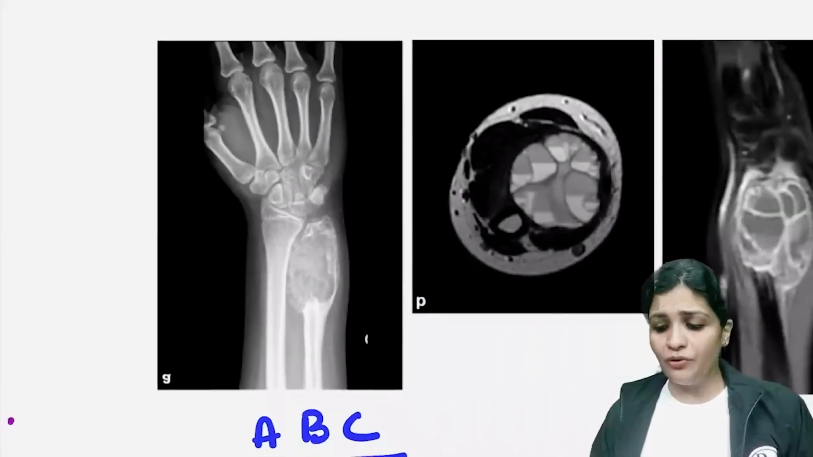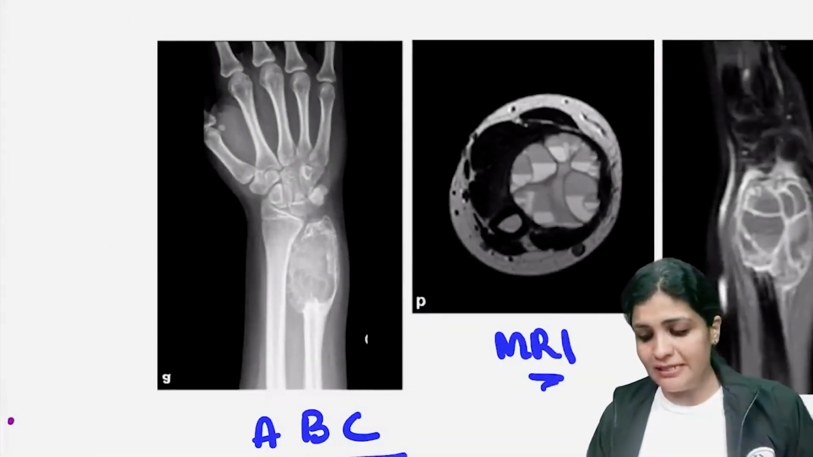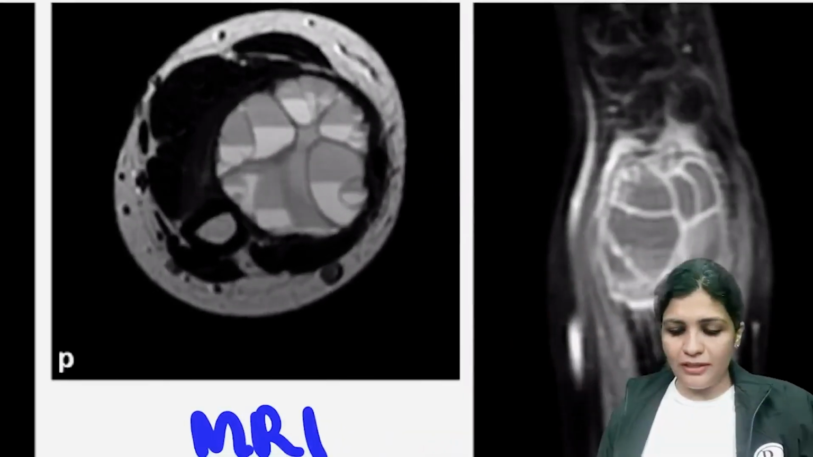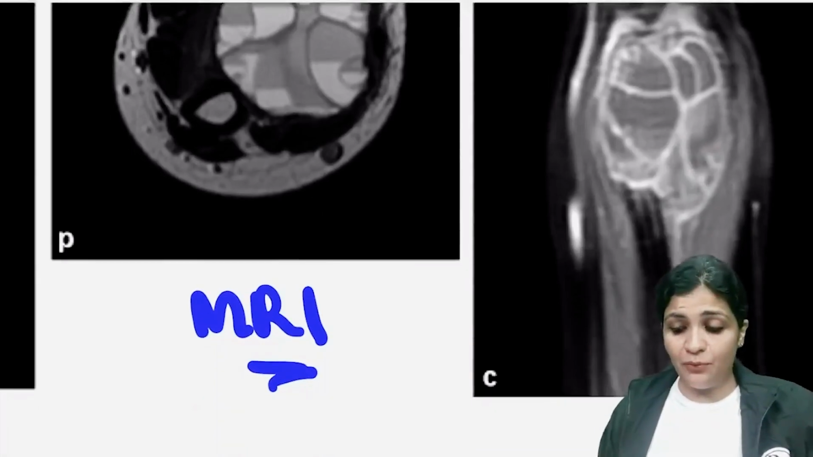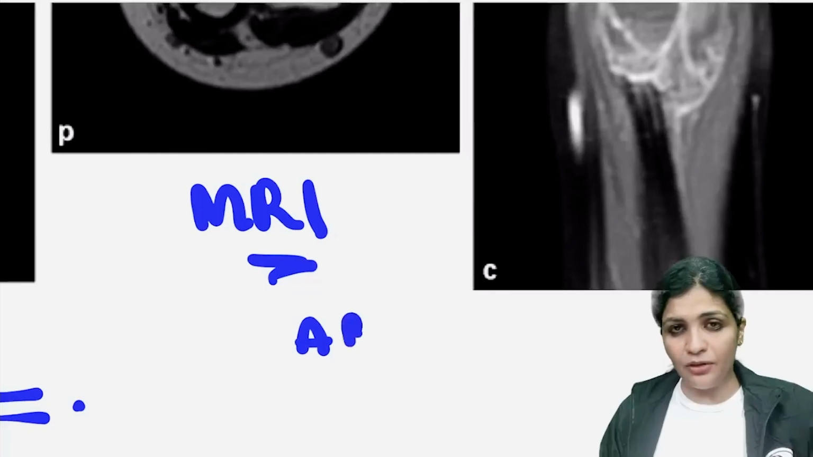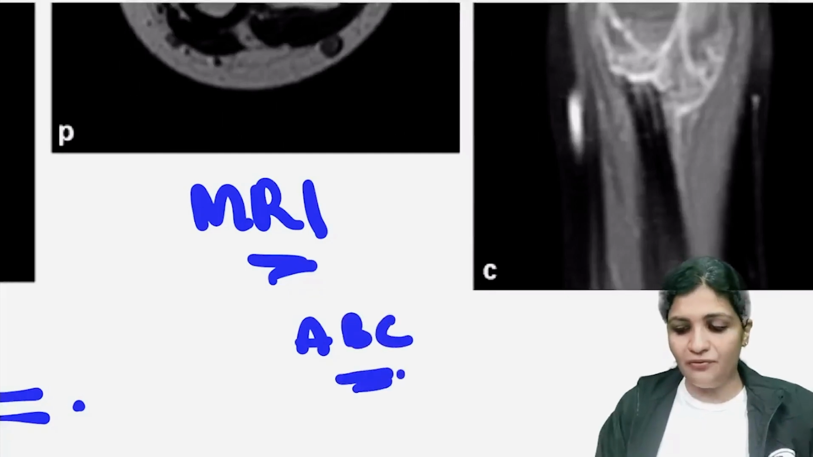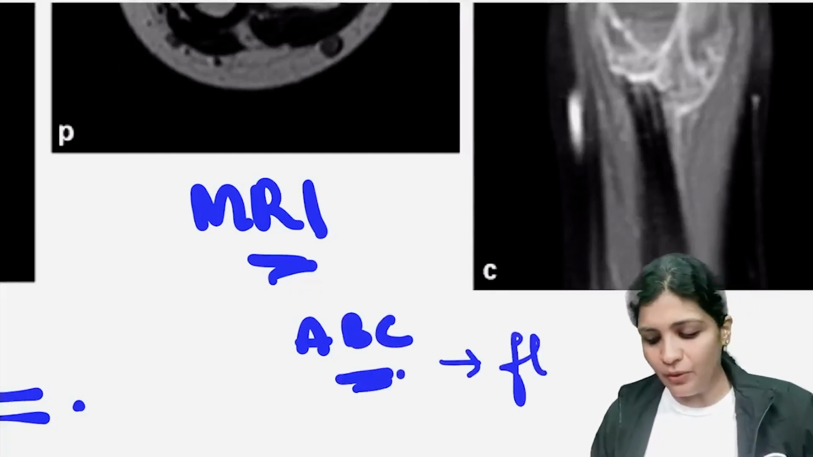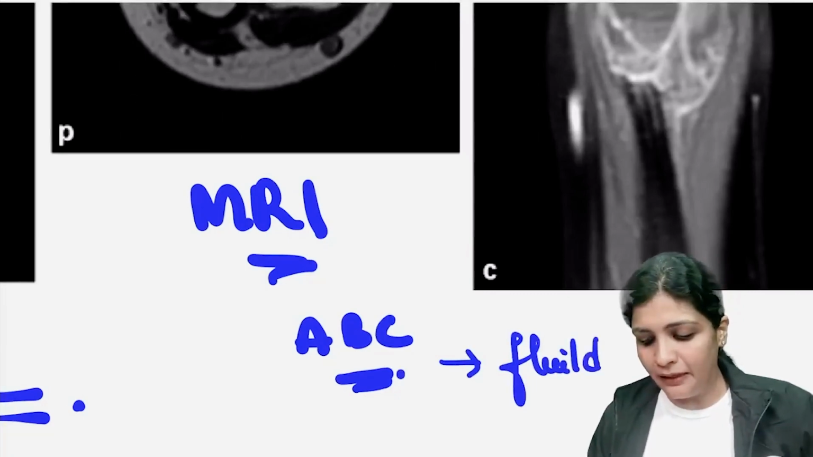So whenever you go for an MRI, now what is this? Is this an MRI or a CT scan? This is an MRI where you see a very peculiar feature for your ABC, that is your aneurysmal bone cyst. So what is that feature? That is fluid levels. Multiple fluid levels are seen.